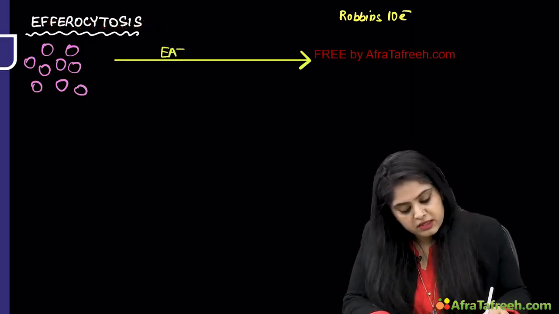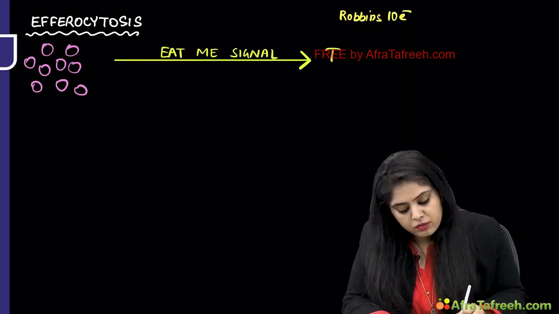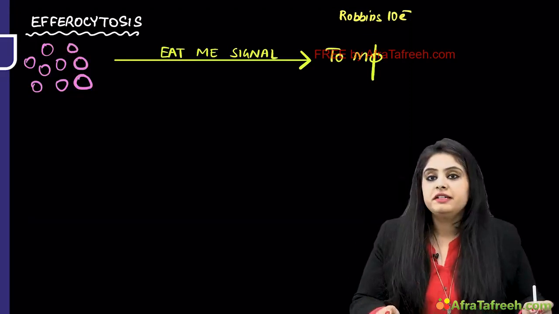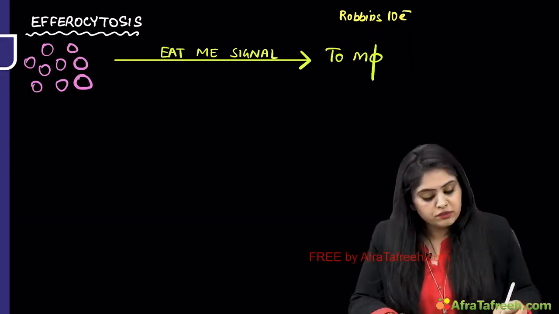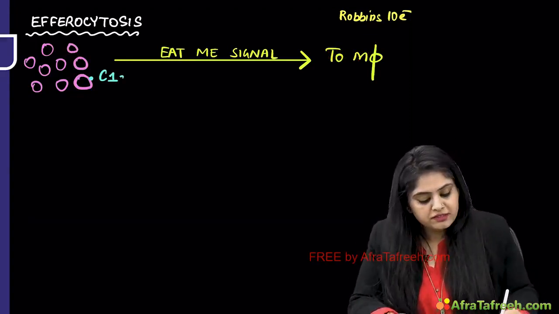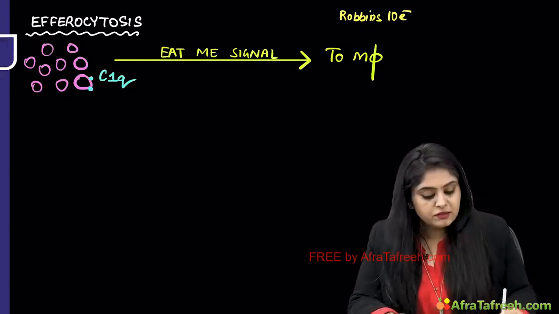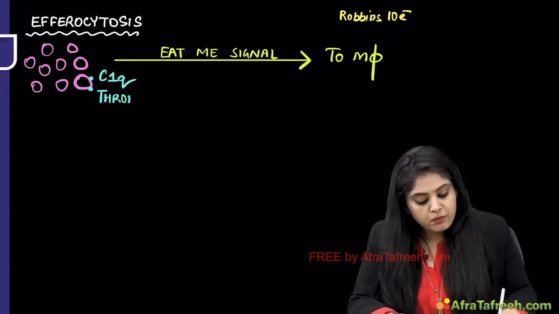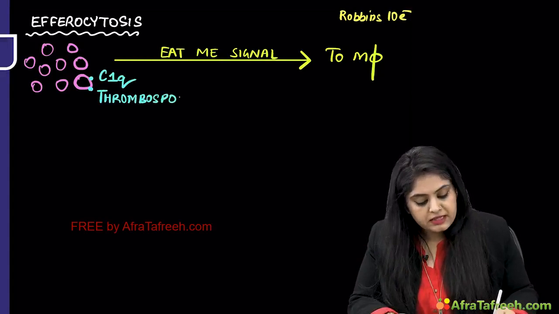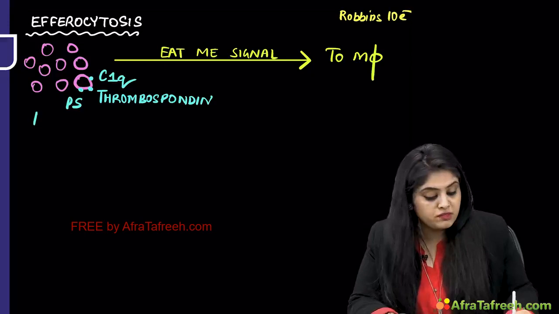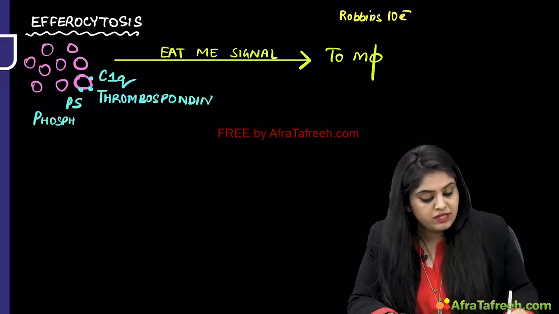So have you ever wondered what is this eat me signal that is going to go to the macrophage? So what are these eat me signals that these apoptotic bodies are going to express? They start expressing something known as C1q. Next, they can express something known as thrombospondin. The next one is going to be PS. Now this is the most important. What is PS? PS is known as phosphatidylserine, and I want all of you to go back to your biochemistry now.